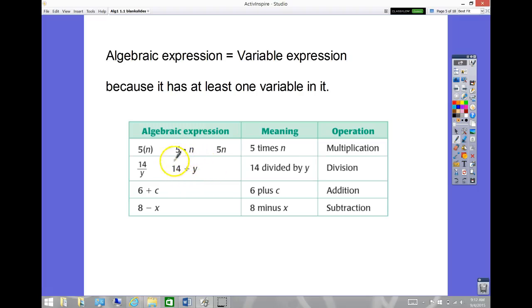4 divided by y, we recognize. We should also know, because you're going to see this as much, probably more often than you'll see 4 divided by y, you're going to see it as a fraction, where the numerator is 14 and what you're dividing by is y. 6 plus c, 8 minus x, these are all variable expressions. They've got some arithmetic operations going on, but they've got a variable in them.